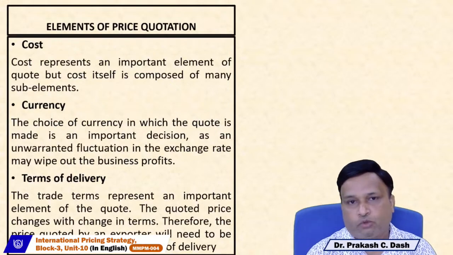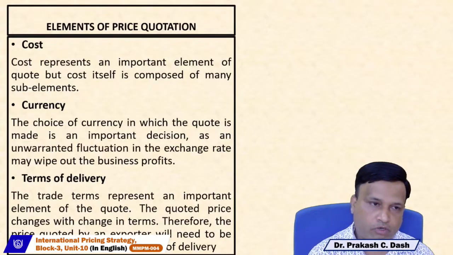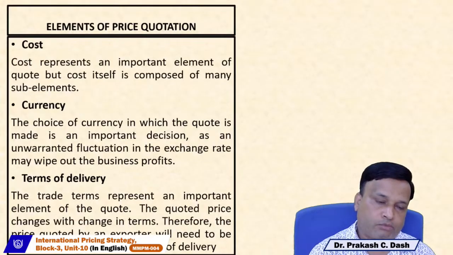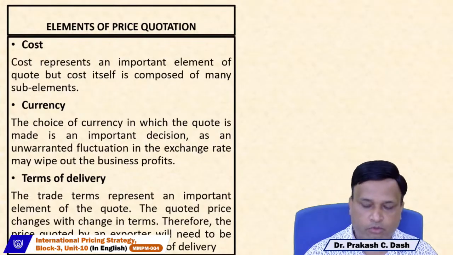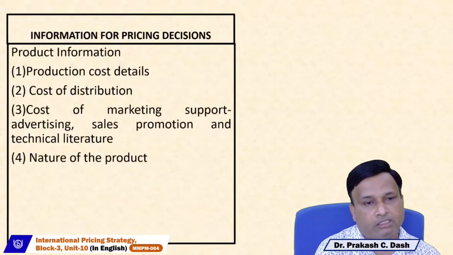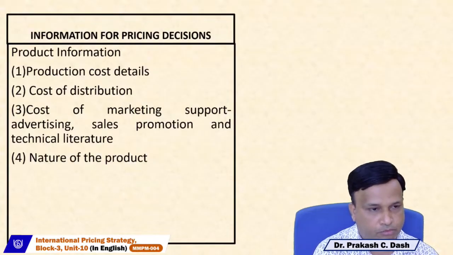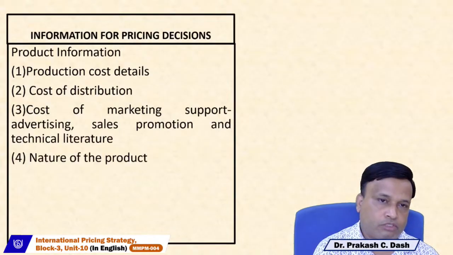The elements of price quotations, three things we take into consideration: the cost involved, the currency, whether the currency is fluctuating, and the terms of delivery. That exactly covers the elements of price quotations. The information required as far as pricing is concerned: the production cost, the cost of distribution, the cost of marketing support, and the nature of the product. That exactly decides the pricing decisions.